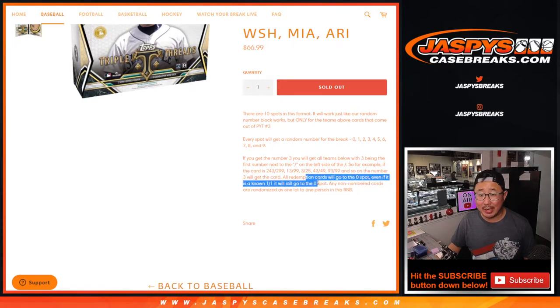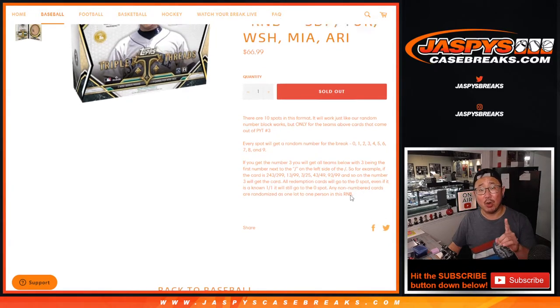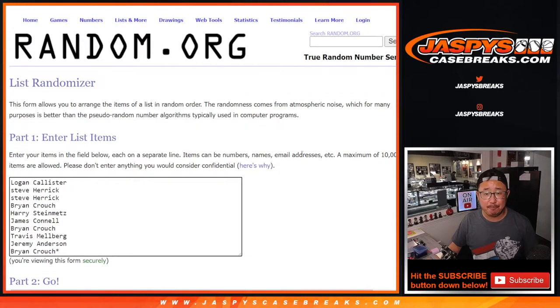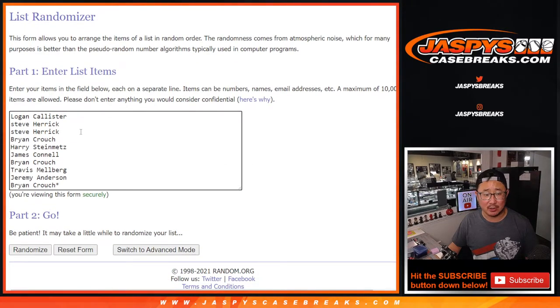0 gets any and all redemptions, even if it's a 1-of-1 redemption. 1 still gets live 1-of-1s, any non-numbered cards will be randomized as one lot to one person in this break. And those are going to be base cards. I think all the hits are numbered.